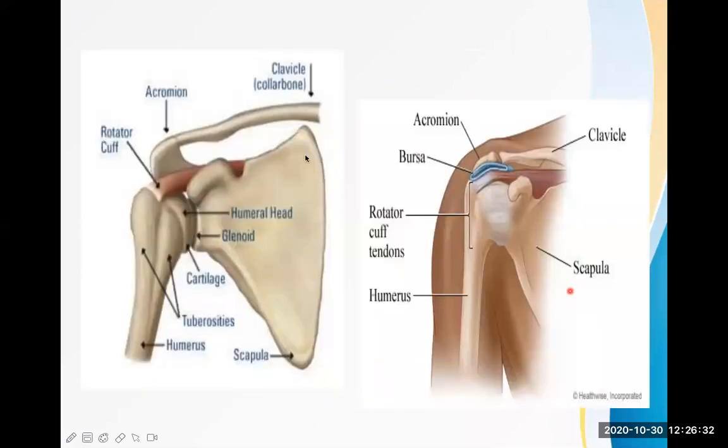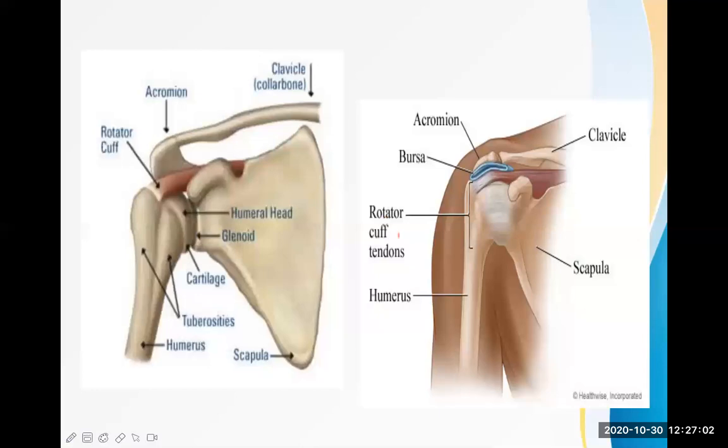Now another anatomical picture. So similar types of things are shown. Let's not hurry. See here, this is the scapula bone. This is the humerus. Here is the clavicle. So these are the three main bones which form the shoulder area. Some other structures are also shown. Rotator cuff muscle or the tendon. Now let's talk about them.